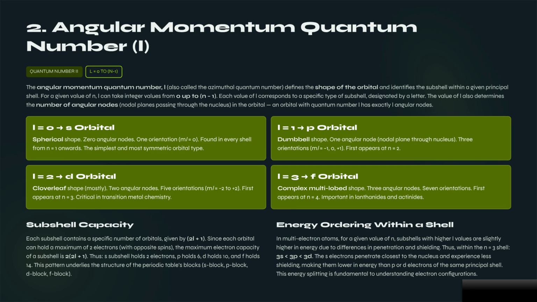The angular momentum quantum number l determines the orbital shape. It ranges from 0 to n-1. l equals 0 gives the spherical s orbital. l equals 1, the dumbbell p orbital. l equals 2, the cloverleaf d orbital. And l equals 3, the complex f orbital. The value of l also dictates the number of angular nodes.